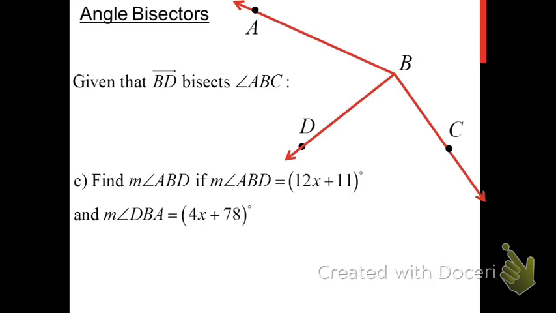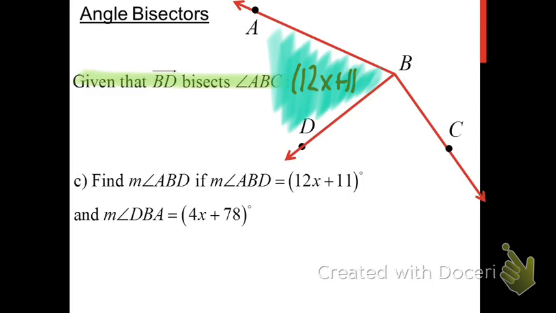Now, it's important that you never assume that a ray bisects an angle unless you're given information to lead you to believe that. And in this case, we're told directly that ray BD once again bisects angle ABC. And what we're going to try to do then is find the measure of angle ABD if its measure is 12x plus 11 and the measure of angle DBA. That's the exact same angle, isn't it? Didn't mean angle DBA. What I meant to say was angle DBC right there. If the measure of angle DBC is 4x plus 78 degrees.